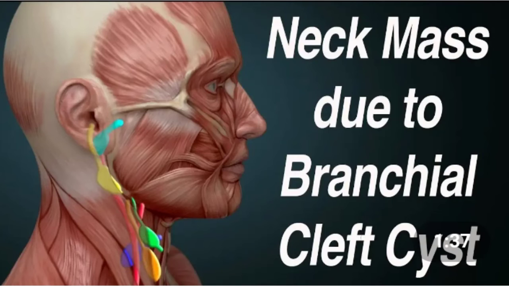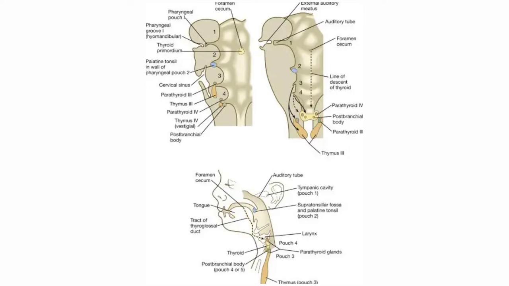Now we will discuss some neck masses due to the branchial cleft cyst. This picture is showing some anatomy and embryological structures in the form of pharyngeal pouches, grooves, and arches. There are 4 pharyngeal grooves and 5 pharyngeal arches. These grooves are all located on the outer side, and these usually disappear except for the first pharyngeal groove, which leads to the formation of the external auditory meatus. All others get obliterated.